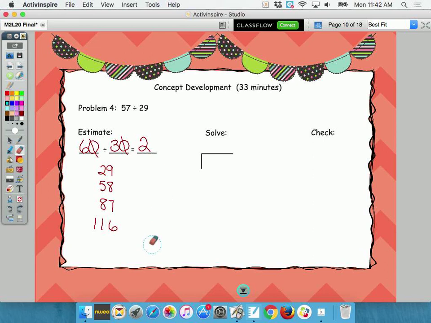Okay, so according to this, can we try a 2? Really? No. It's actually too big by one number, isn't it? So what do we have to try? A 1. Because it's one number shy. The remainder is 28.